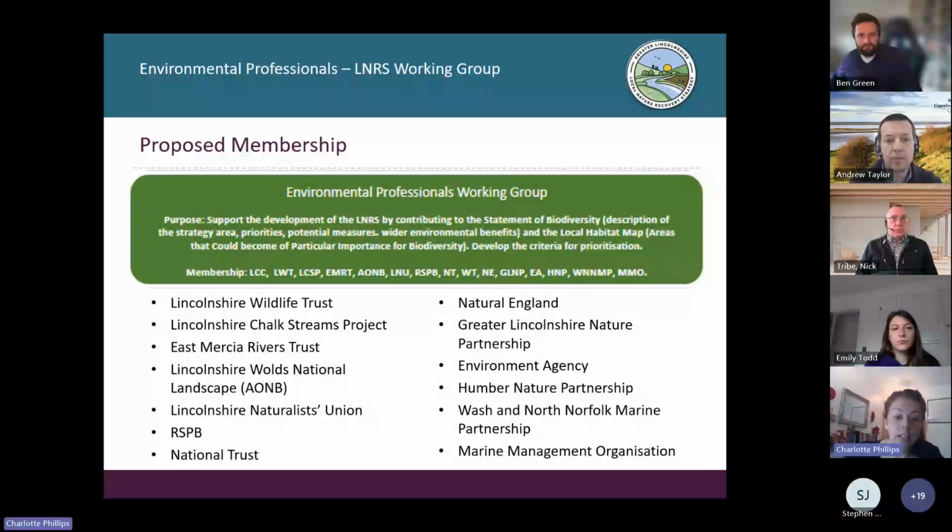This isn't set in stone here, so if you feel that your organisation is not appropriate to be on this group, I hope that you feel that we've invited you to the right group. If you feel you should be in a different group, please highlight that to us, or if you feel that there is anybody else that should be sat around the table as well.